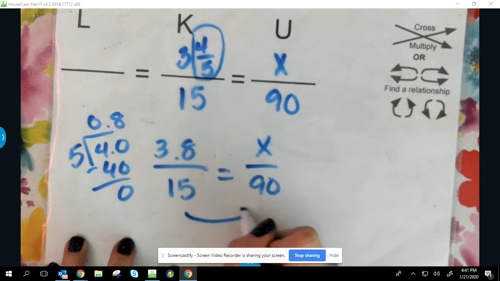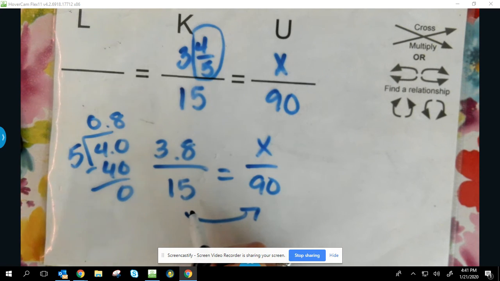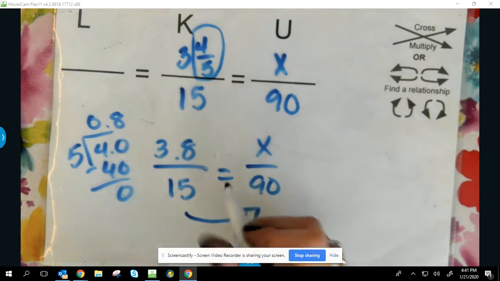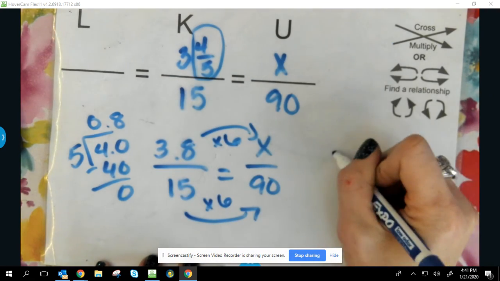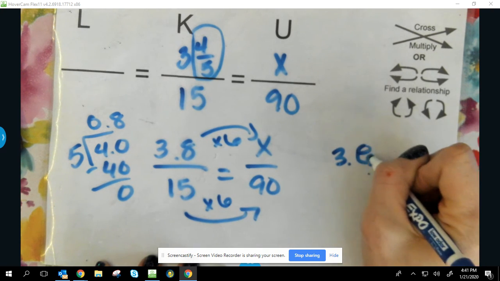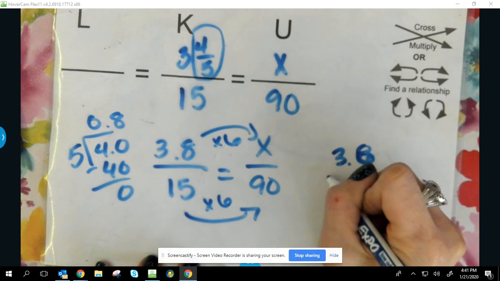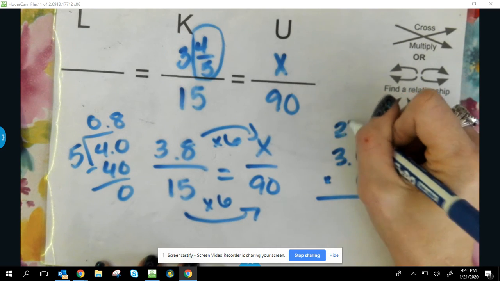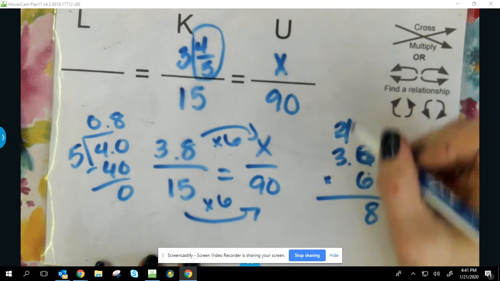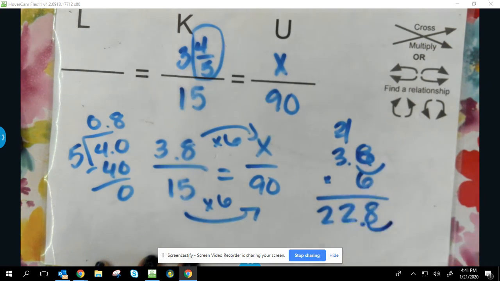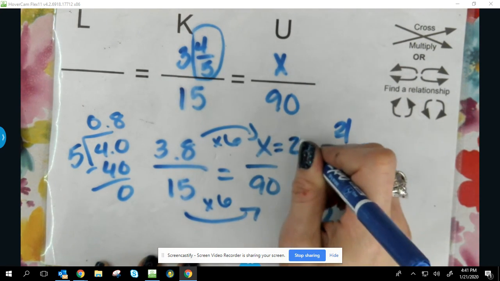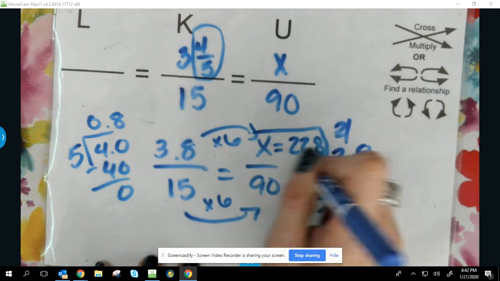We find out the relationship. Well, 15, if I skip count my 15s, I've got 15, 30, 45, 60, 75, and 90, so that would be 6. So we would multiply by 6. 3.8 times 6: 8 times 6 gives me 48, then 18, 22. Move the decimal over one place, move the decimal over one place. X equals 22 and 8/10.